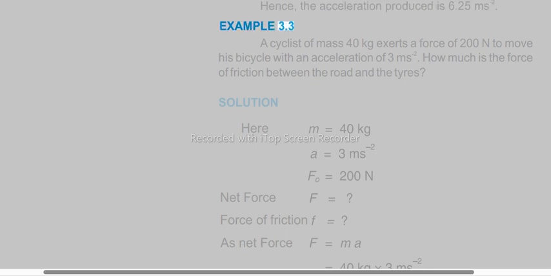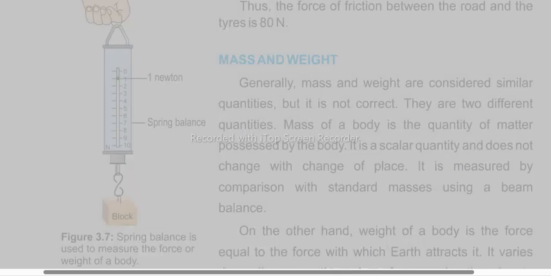Example 3.3. A cyclist of mass 40 kilograms exerts a force of 200 N to move his bicycle with an acceleration of 3 m/s². How much is the force of friction between the road and the tires? Solution. Thus, the force of friction between the road and the tires is 80 N.